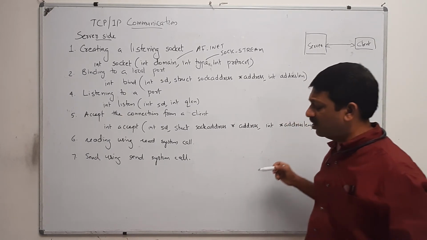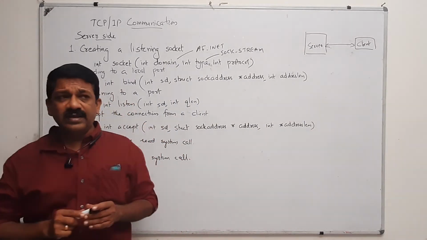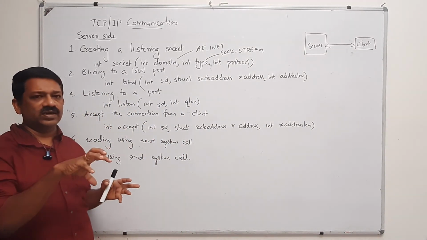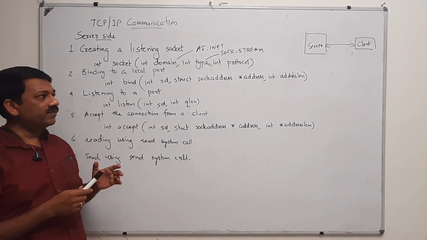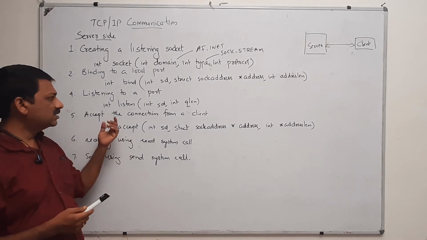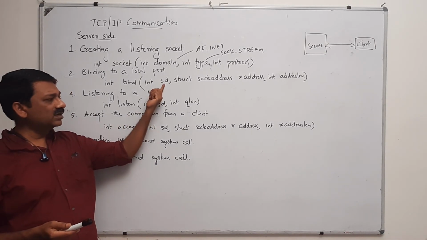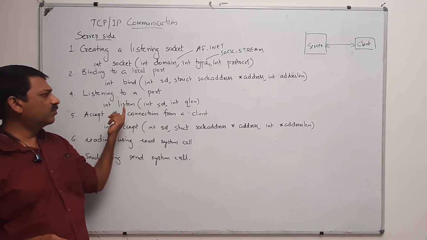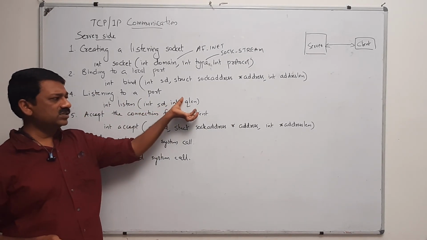Okay, now after binding this, you have created a socket and some port is assigned to that socket. Now comes listening to a port. That means this socket descriptor is attached to a port, and now we are listening to the port. Listen has a queue length. What is the queue length?